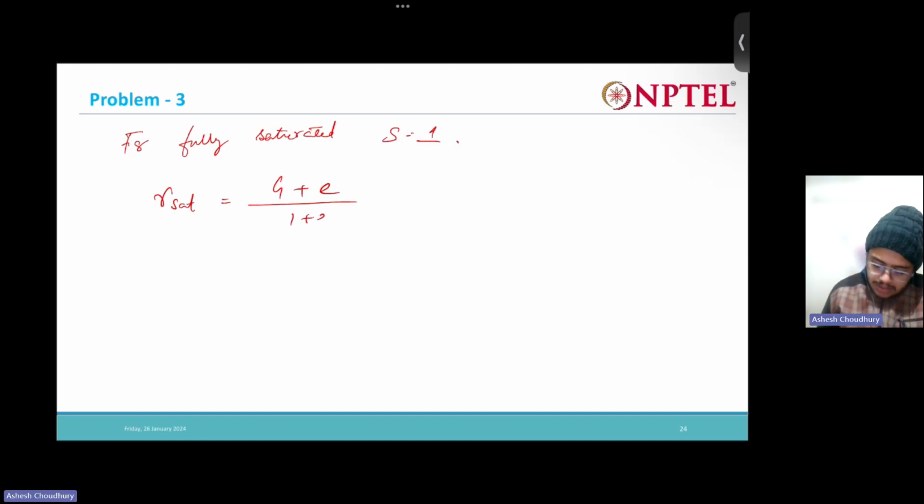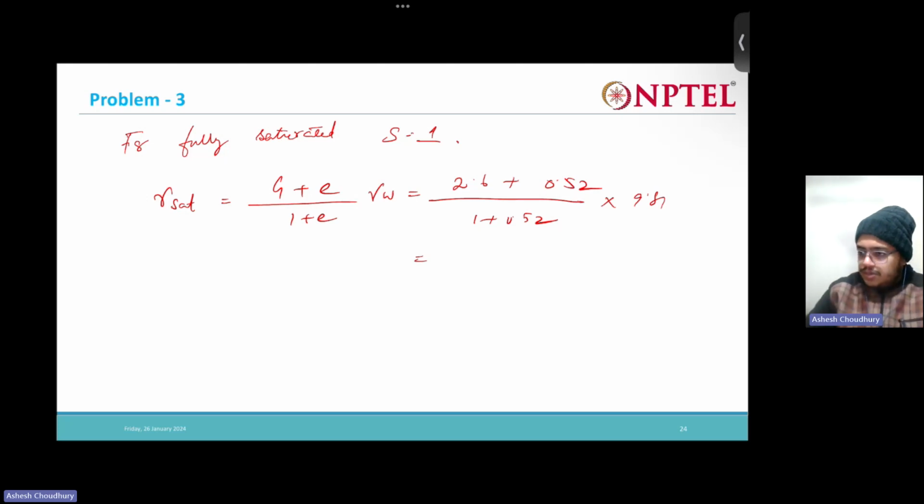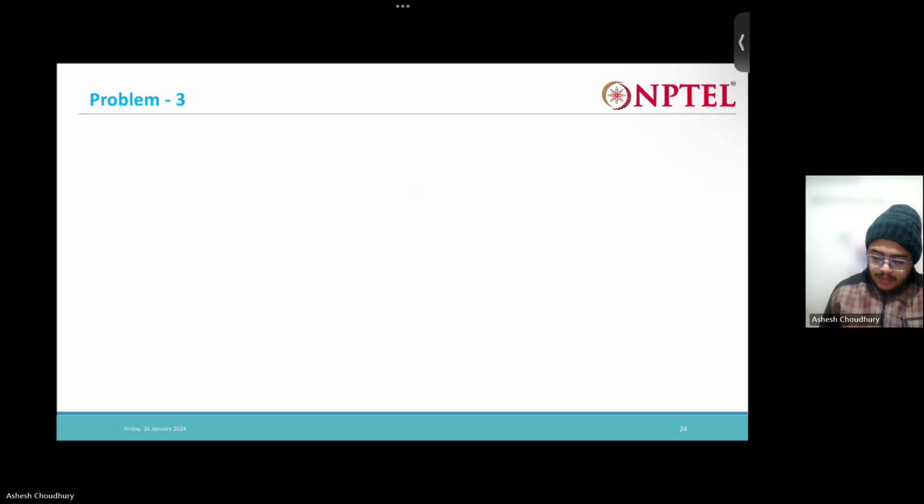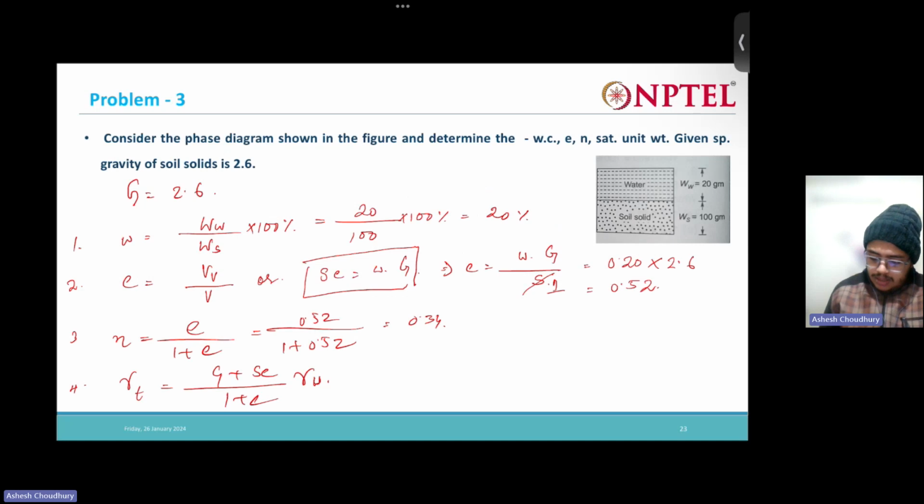(G plus e) by (1 plus e) times gamma w. What is G? 2.6, plus e you found out, 0.52, over 1 plus 0.52, into 1. So whatever it comes, let me do it then. 2.6 plus 0.52 by 1.52, 20.14. Okay, very easy and simple.